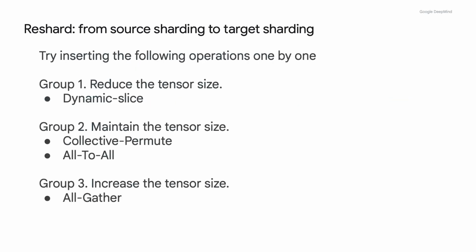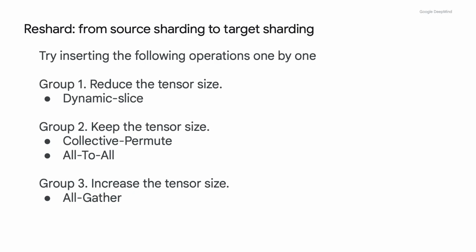In our reshard to collective operations pass, we try the following operation groups one by one, group by group. The first group is the one that reduces tensor size, which is the dynamic slice, since we prefer the collective operations to be done on a smaller tensor size. The second group is collective permute and all-to-all that maintain the tensor size. Finally, we try the all-gather, which will increase the tensor size.